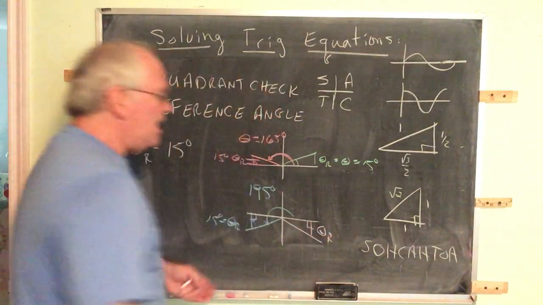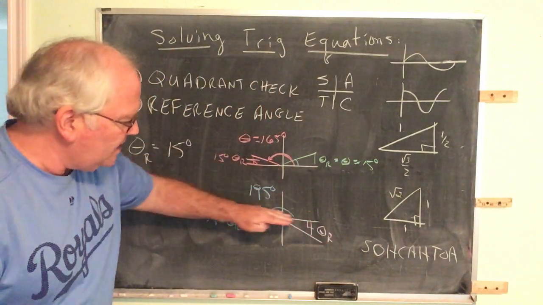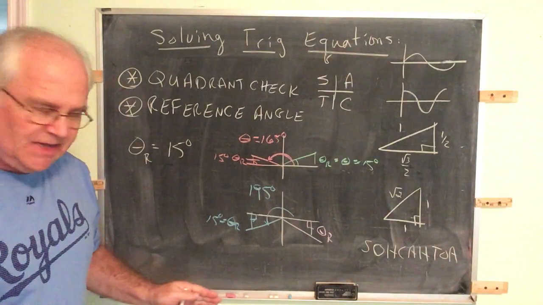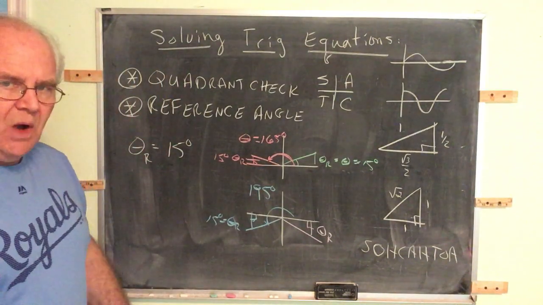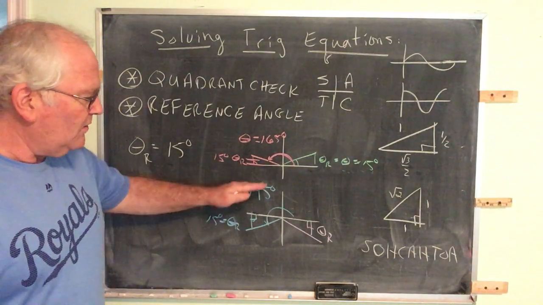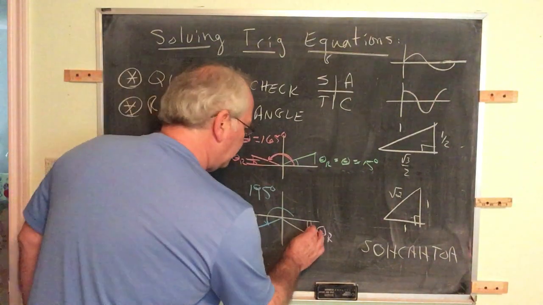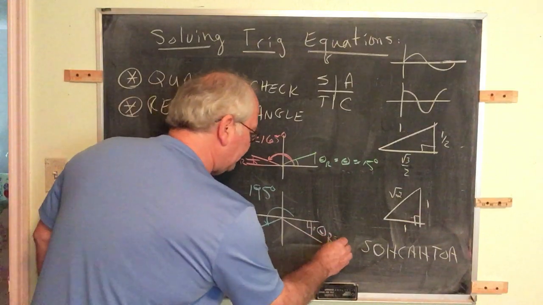And then finally, in quadrant 4, there's theta reference. Theta reference always lies against the x-axis. Theta reference never lies against the y-axis. Theta reference always lies against the x-axis. So this is the right angle. Theta reference is 15 degrees.